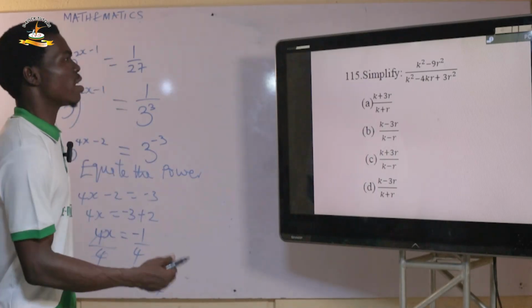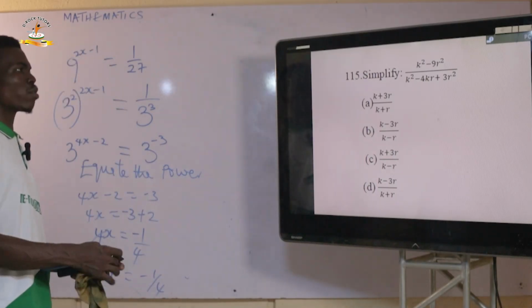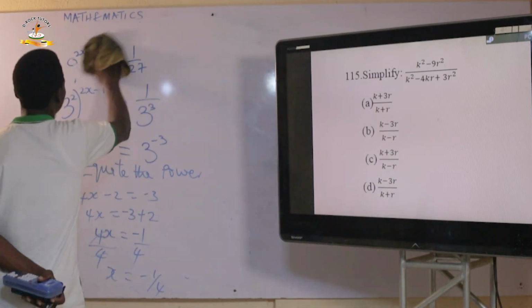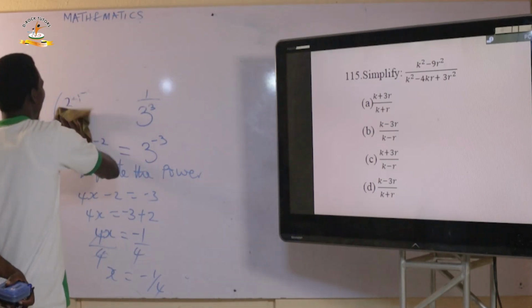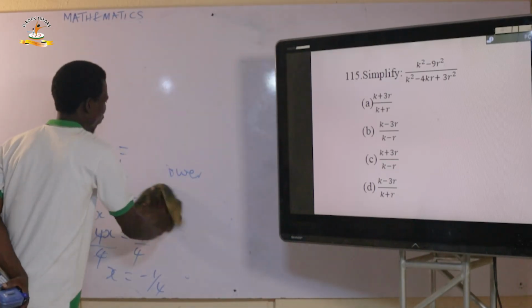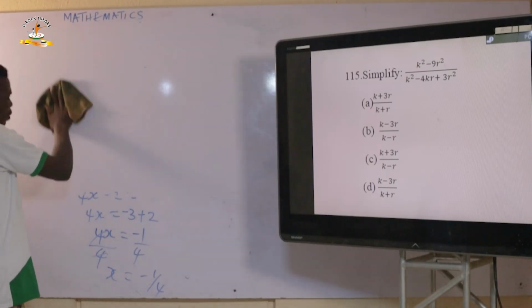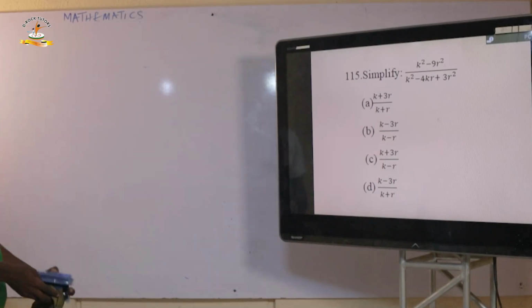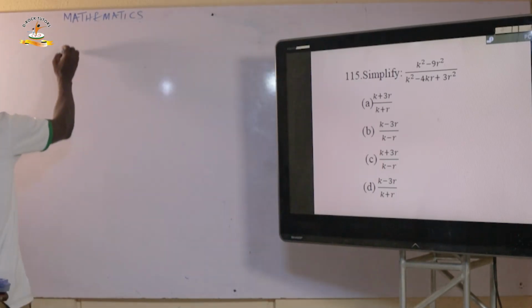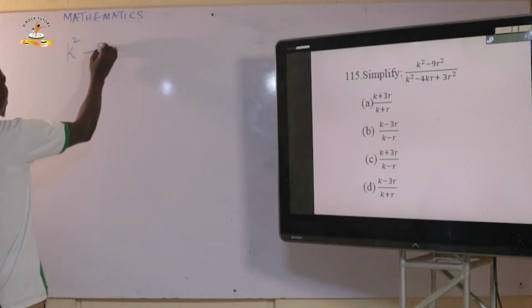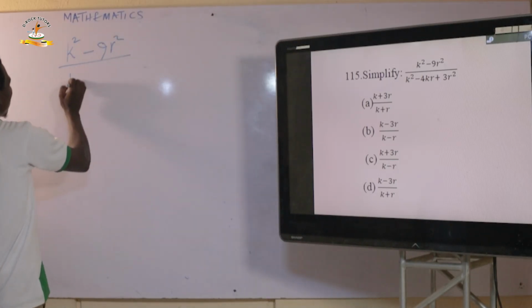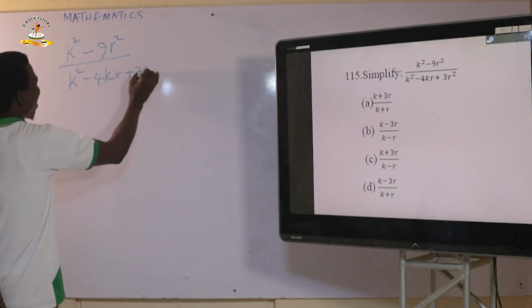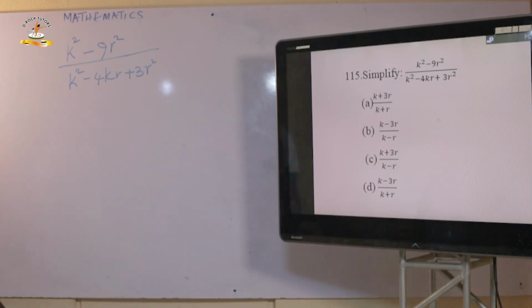Our next question says simplify k square minus 9r square all over k square minus 4kr plus 3r squared, and this is simply on algebra. Simplification of an algebraic expression is one of the tricky but somehow simple problems you can meet in mathematics. So let's write out the problem: k squared minus 9r squared all by k squared minus 4kr plus 3r squared. And we're good to go.